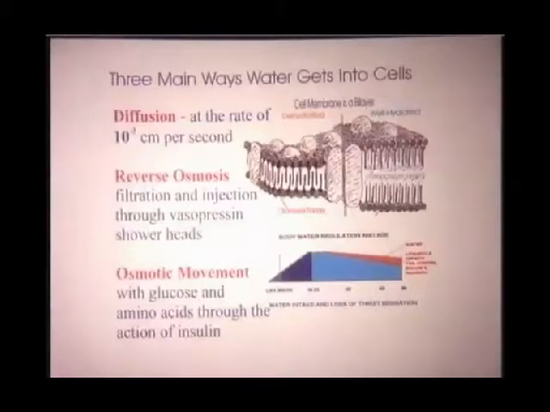One is by diffusion at the rate of 10 to the power of -3 centimeters per second. The water goes through the cell membrane, gets into this moat area, and then eventually inside. When there isn't enough water in the body, because the human body has a lot of water, let us get something clear. We have a lot of water in our body. We are talking about free water to perform new functions.